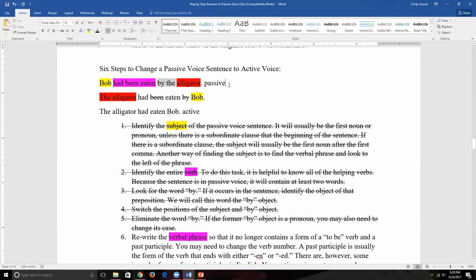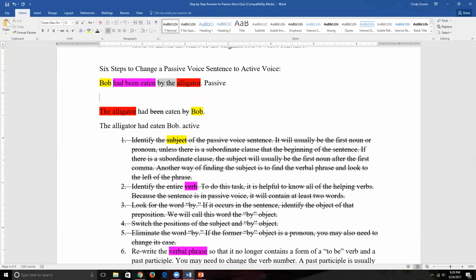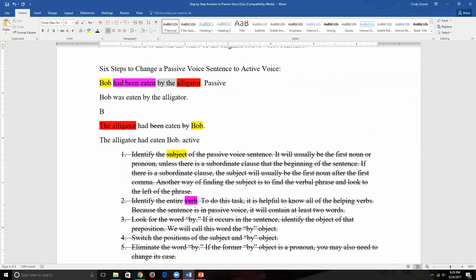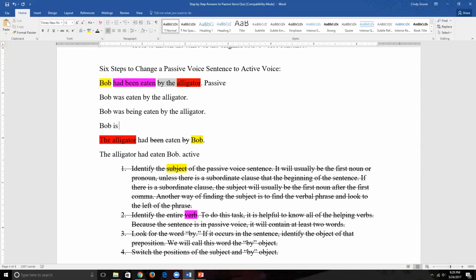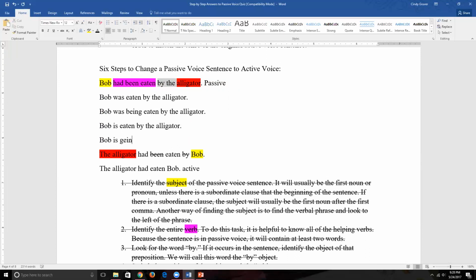Let's go back to our sentence here. Bob had been eaten by the alligator. We can put this in lots of different tenses. It's going to stay in passive voice, but let's try different tenses. Bob was eaten by the alligator. Bob was being eaten by the alligator. Bob is eaten by the alligator. Bob is being eaten by the alligator.